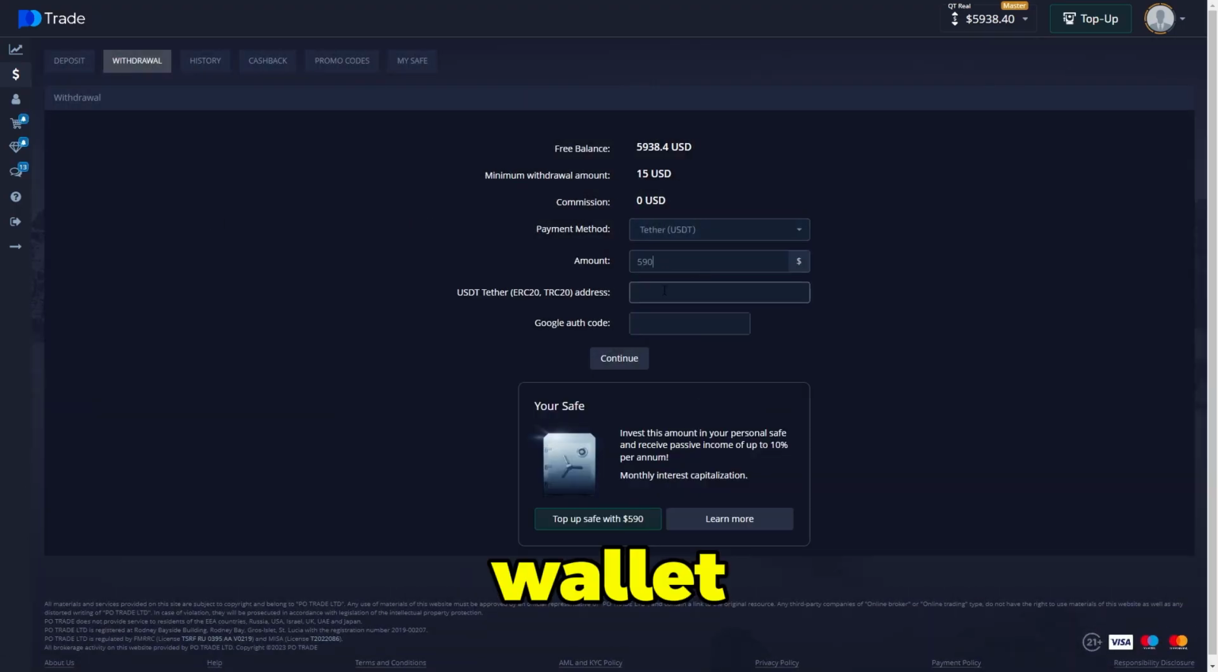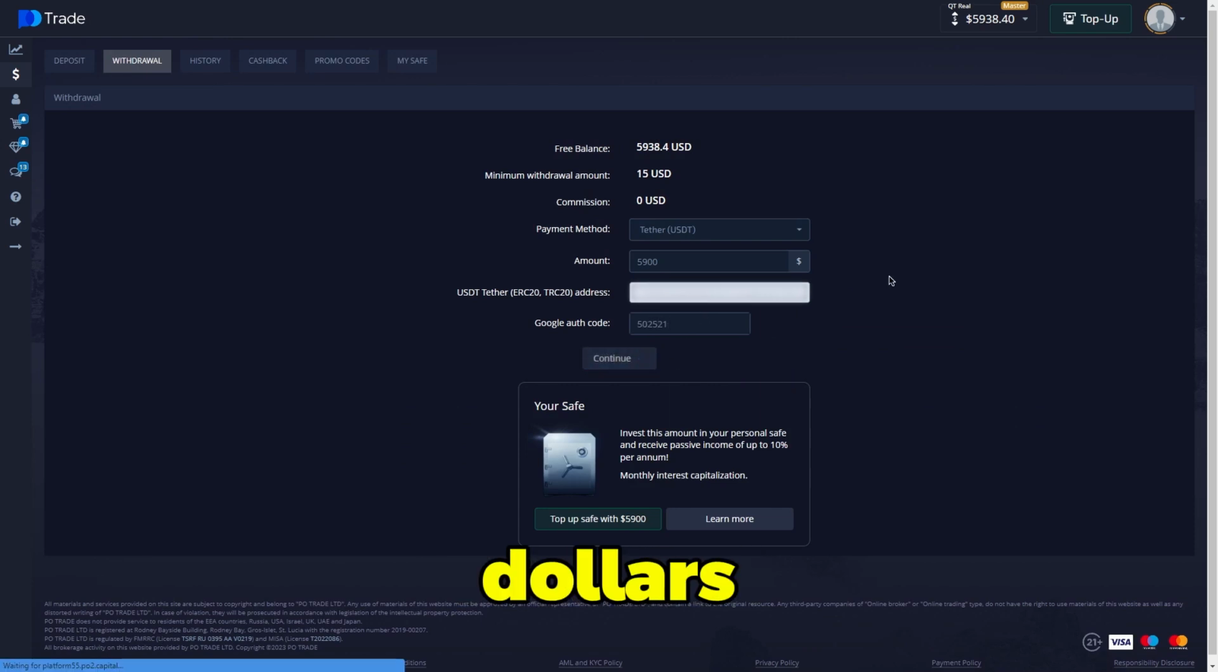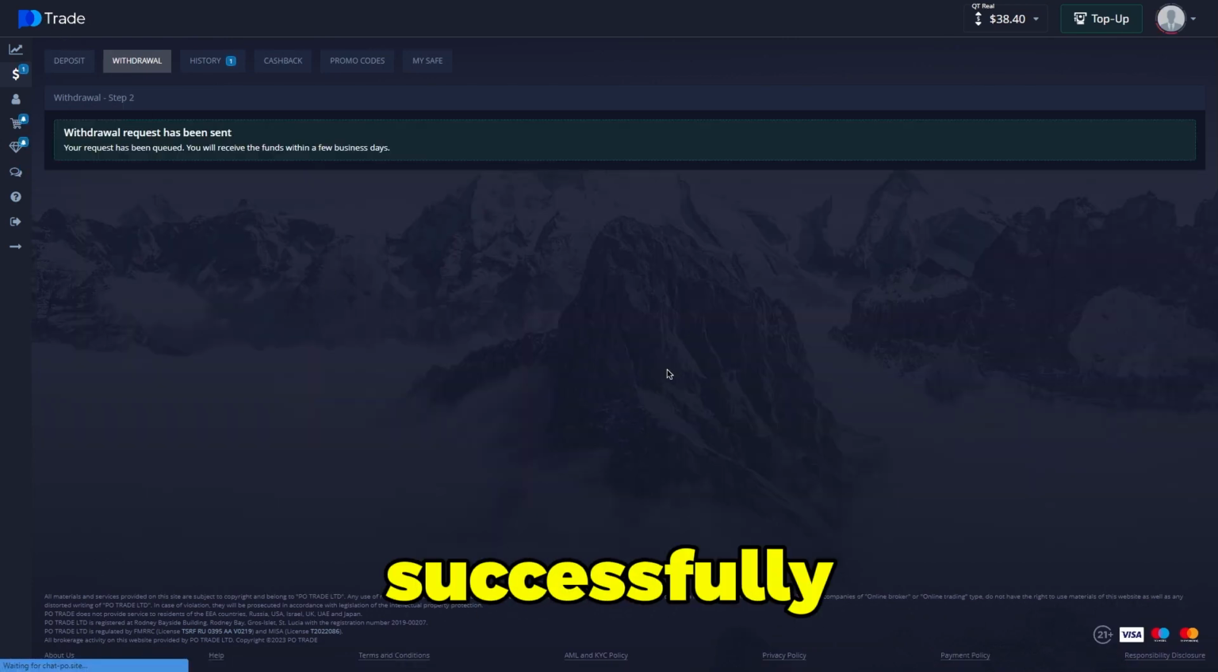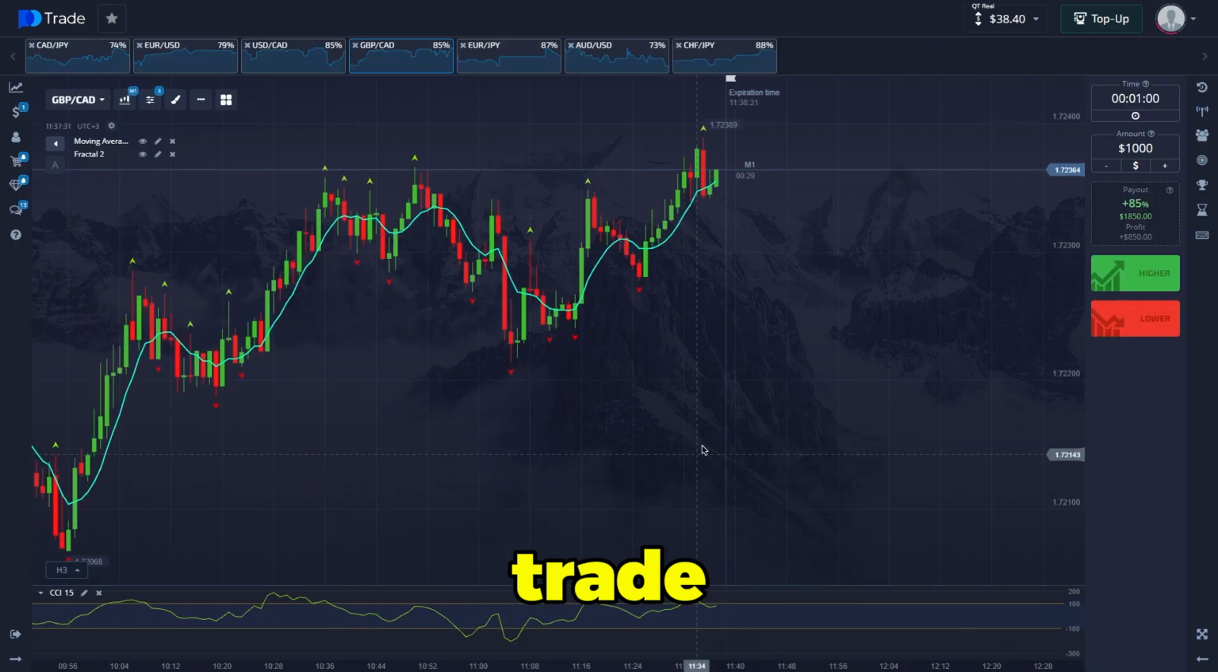We select a wallet, the amount will be $5,900. Our operation is being successfully performed. Such an interesting trade turned out today.